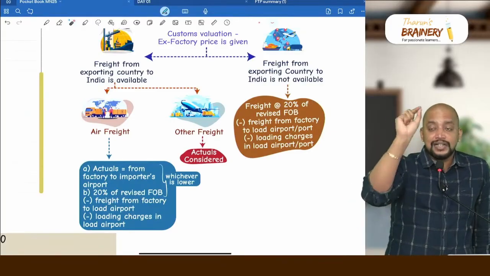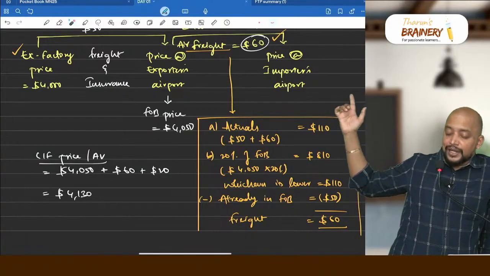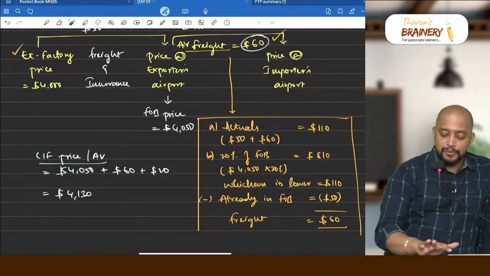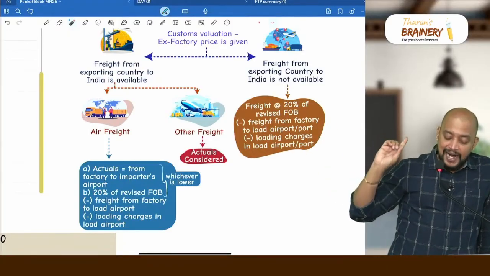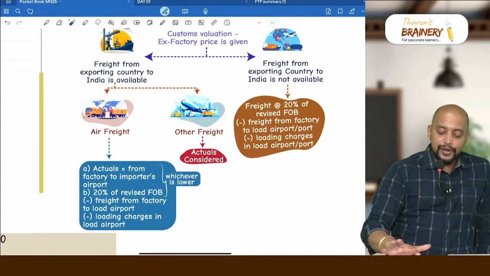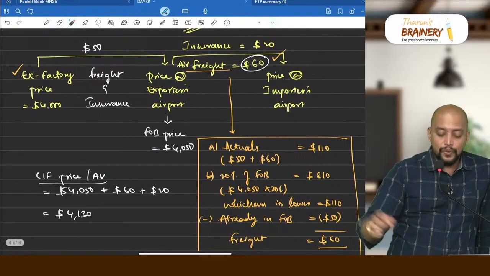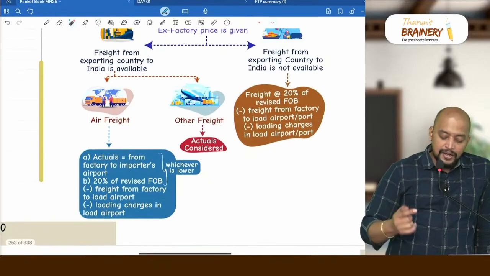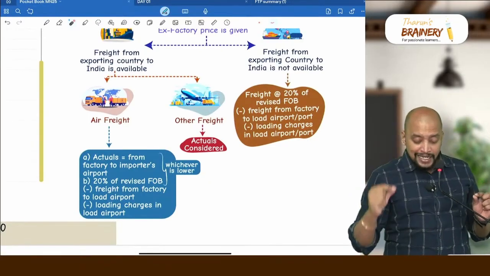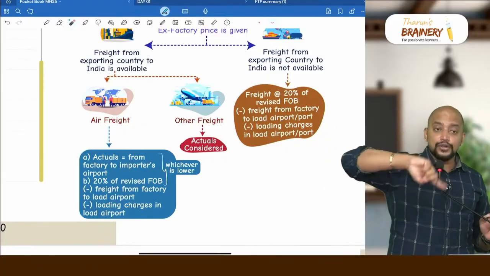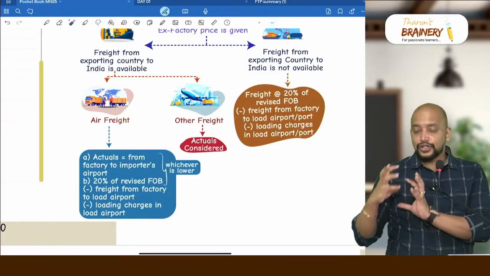While taking actuals, clearly see, we need to take from the factory gate of the exporter to the importer's airport. What is the factory to importer's airport? That is 50 plus 60, 110. Then B, 20% of revised FOB, whichever is lower, minus freight from factory to load airport minus loading charges, that should be separated. So that should be taken as the air freight.